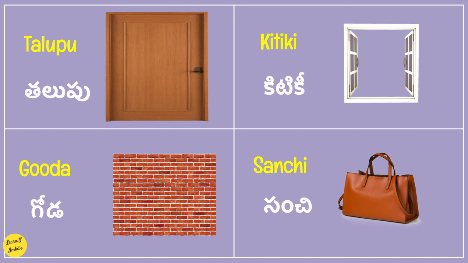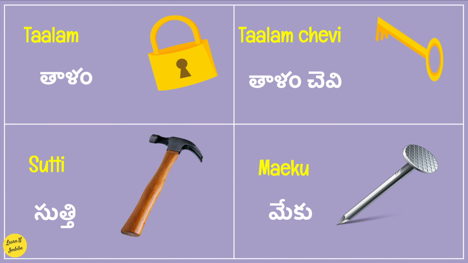Talupu, a door. Kitiki, a window. Goda, a wall. Sanchi, which is a bag. Talam, that is a lock. Talam chevi, that is a key. Lock and a key. Talam chevi. Sutti, a hammer. Meku, nail.